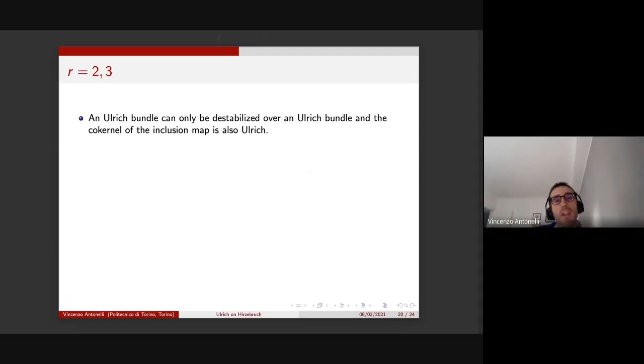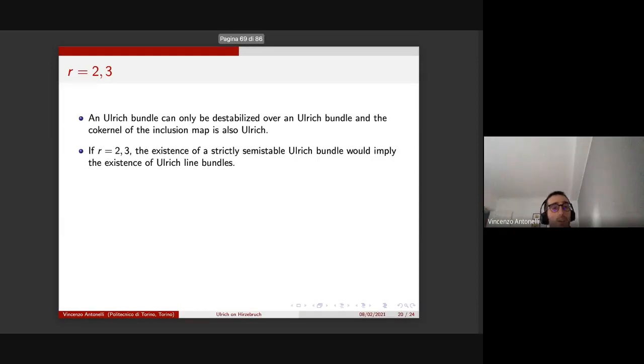And they are the cases of Ulrich bundles of rank 2 and rank 3. And why is that? Well, the main thing that you have to keep in mind is that an Ulrich bundle can only be destabilized by another Ulrich bundle. And the cokernel of this inclusion map that you have will also be Ulrich. So what happens when you consider the rank to be 2 or 3? In this case, the existence of a strictly semi-stable Ulrich bundle would imply the existence of Ulrich line bundles, because it can only destabilize over an Ulrich line bundle.